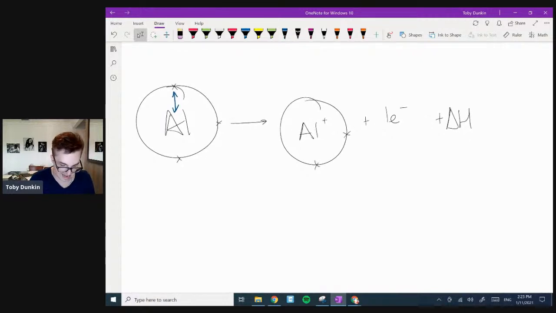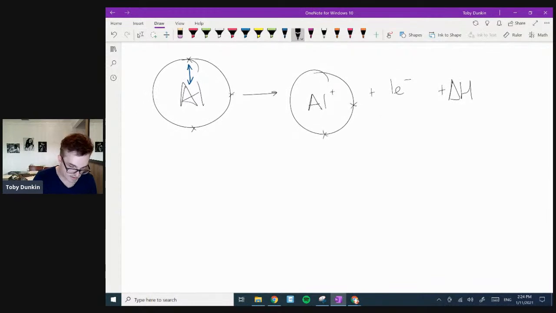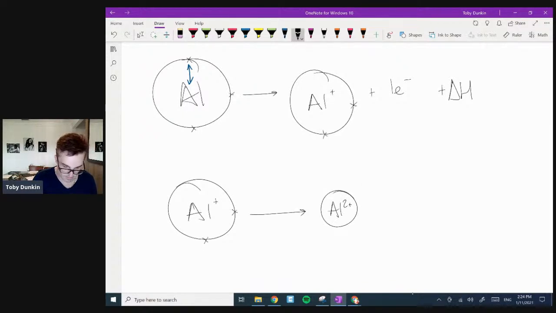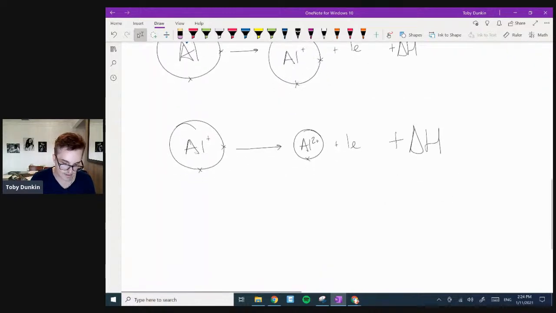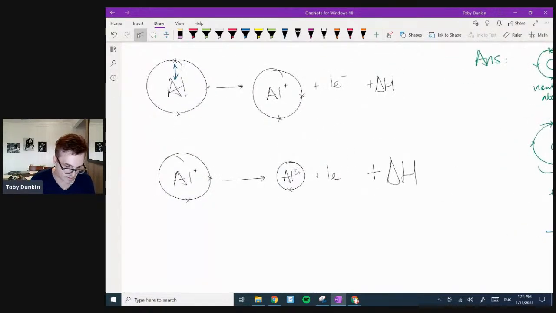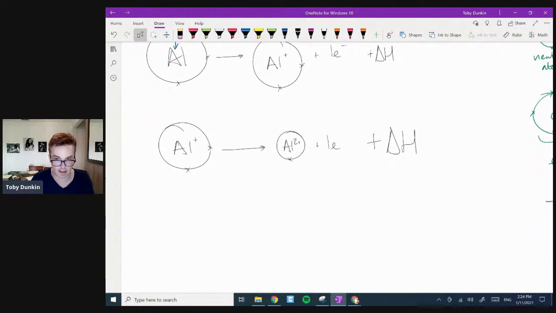So it's endothermic. And then the next one, I'm going from aluminium 1+ and removing a second electron. It's going to shrink again to form aluminium 2+ and 1 electron. That's going to be much more endothermic. We know that the amount of energy to ionize these grows exponentially. We saw it in magnesium, 750, then a jump to 1400. The next one's going to be even higher for aluminium because it's the last one in the shell, and the fourth one even higher than that.